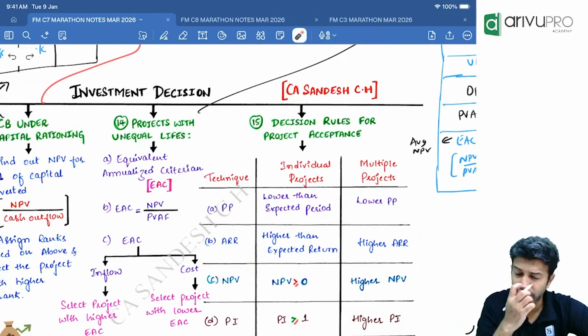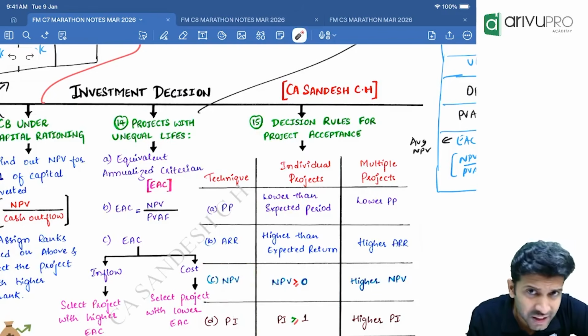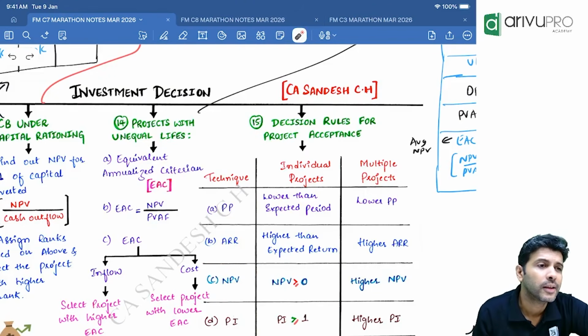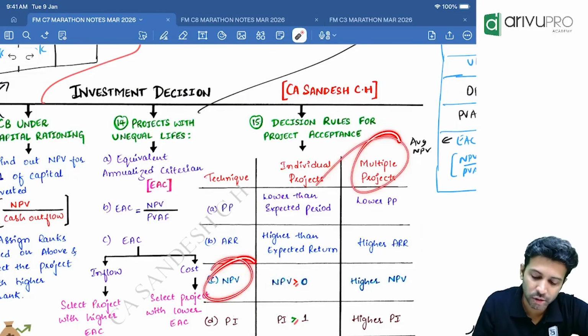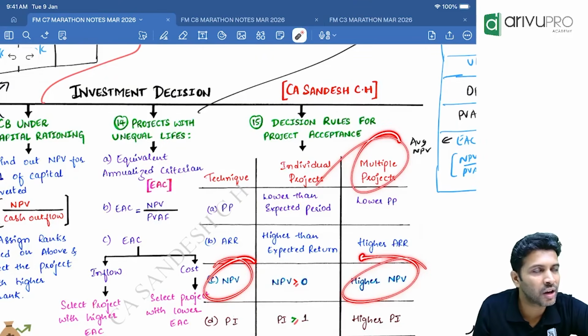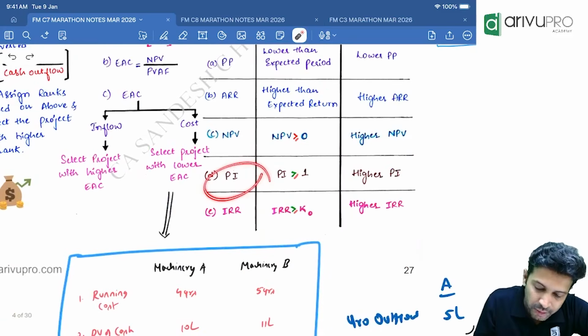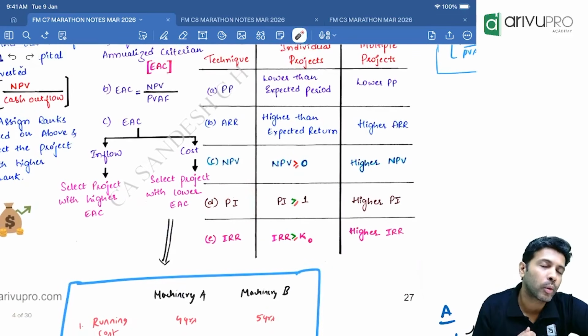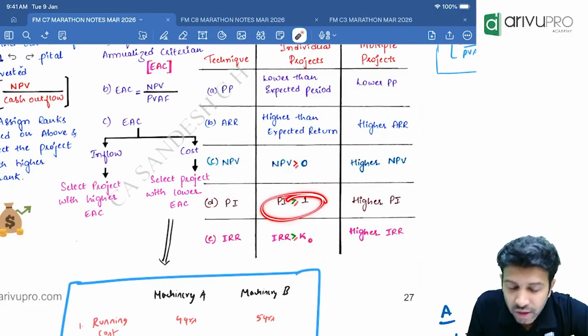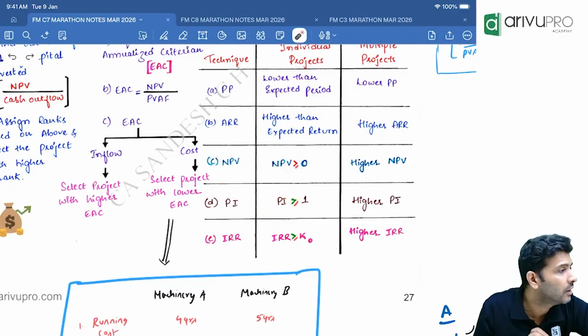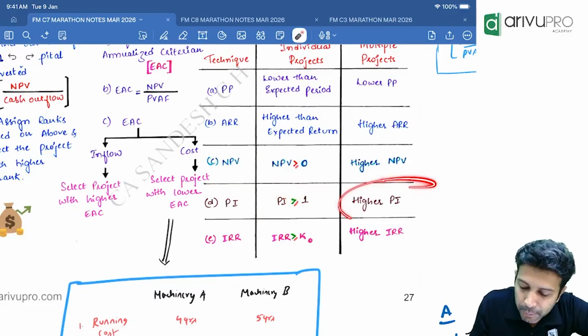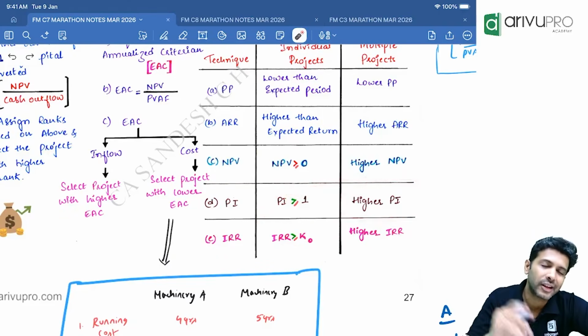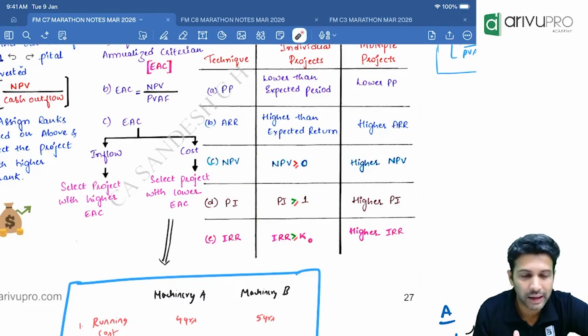NPV decision rule you already know. If you have a single project, what is the decision rule? If NPV is greater than or equal to 0, accept. If it is lesser than 0, reject. If you have multiple projects, you will select the one with the highest NPV. Profitability index is also the same. What is the decision rule? Individual project profitability index should be greater than or equal to 1. If it is lesser than 1, reject. If you have multiple projects, what is the decision rule? Select the one with the highest profitability index.